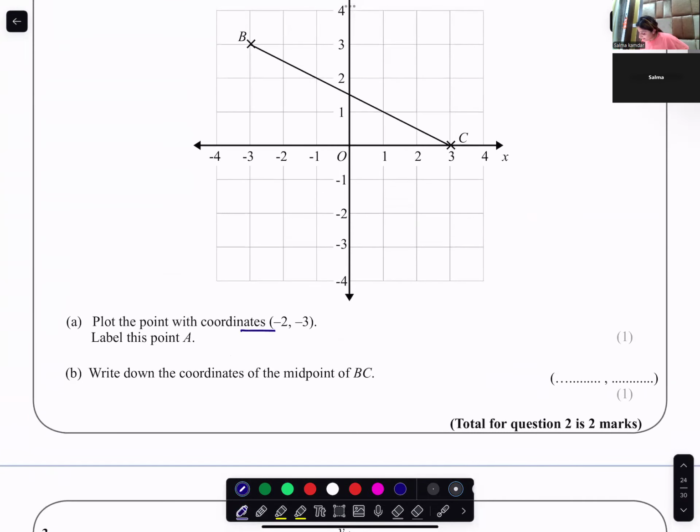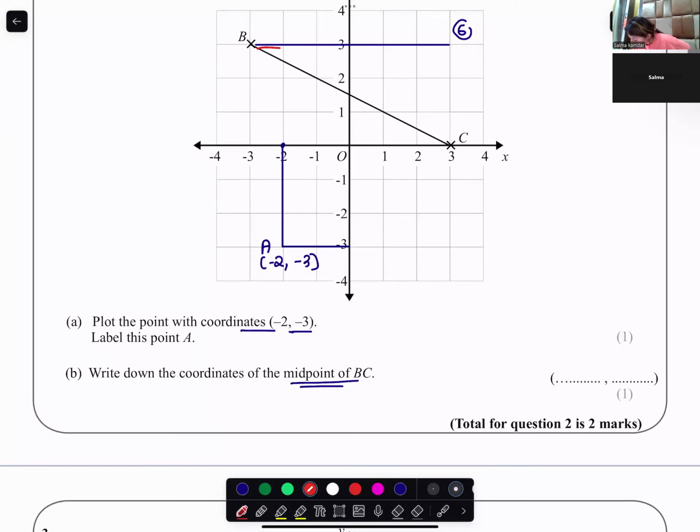Plot points with coordinate -2, -3. -2, -3. Label A, -2, -3. Coordinates of midpoint of BC. Horizontal line from B to C, 1 2 3 4 5 and 6. 6 units, so half of it would be 3. 1 2 and 3.